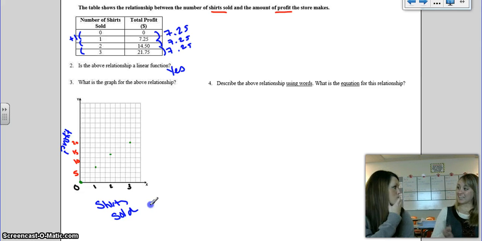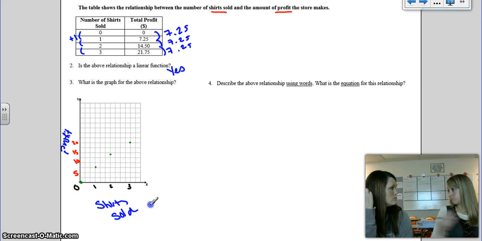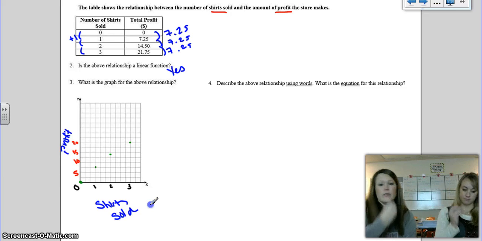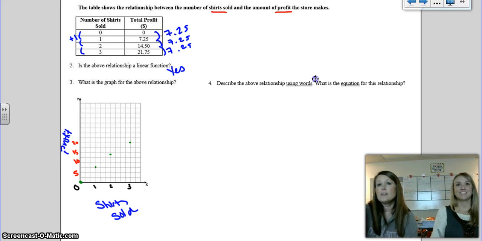Now, do I connect these? I don't think so, and here's why. You cannot sell half of a shirt. You got it. This is a discrete relationship. A tank top is still a t-shirt, so you can't say, oh, without the sleeves. No, it doesn't work. Okay, now number 4: describe the relationship using words.